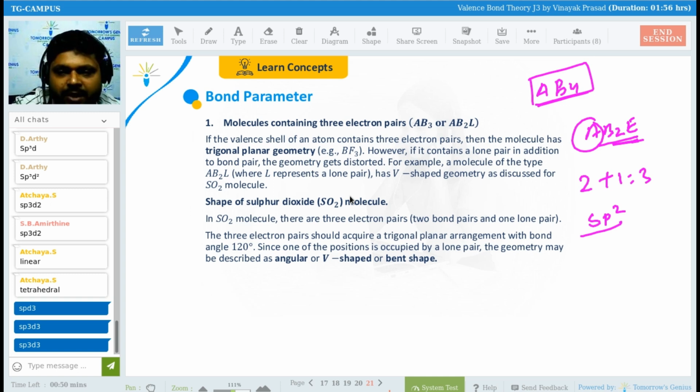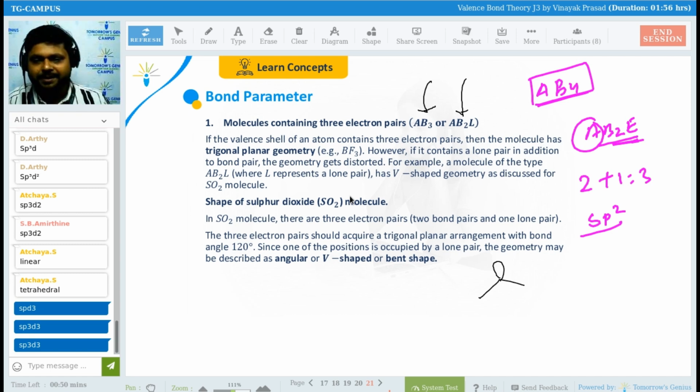Now, here we can see it will be either an AB3 type or an AB2L type. What is the meaning of this AB2L type? It means there will be two bond pairs and one lone pair. So there will be no change in hybridization, right? Getting my point, everyone? If there are two bond pairs and one lone pair, will there be any change in hybridization? What do you say? Hybridization will be the same. That is sp2. Yes or no, guys? Please say.